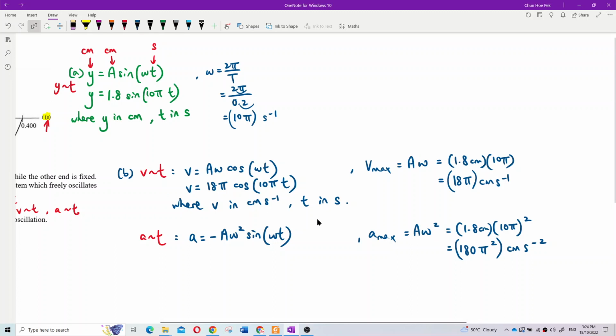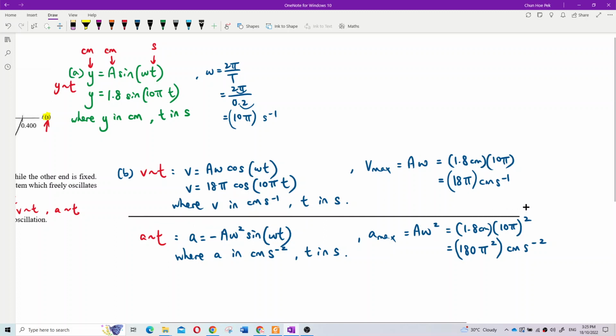And for acceleration you also must write it there. Because if you don't write the unit, velocity is assumed to be meter per second, not centimeter per second. So we don't know what unit this is. You must write out the unit so that we know. So where acceleration is in centimeter per second square, and t in second. Okay, so that's it.